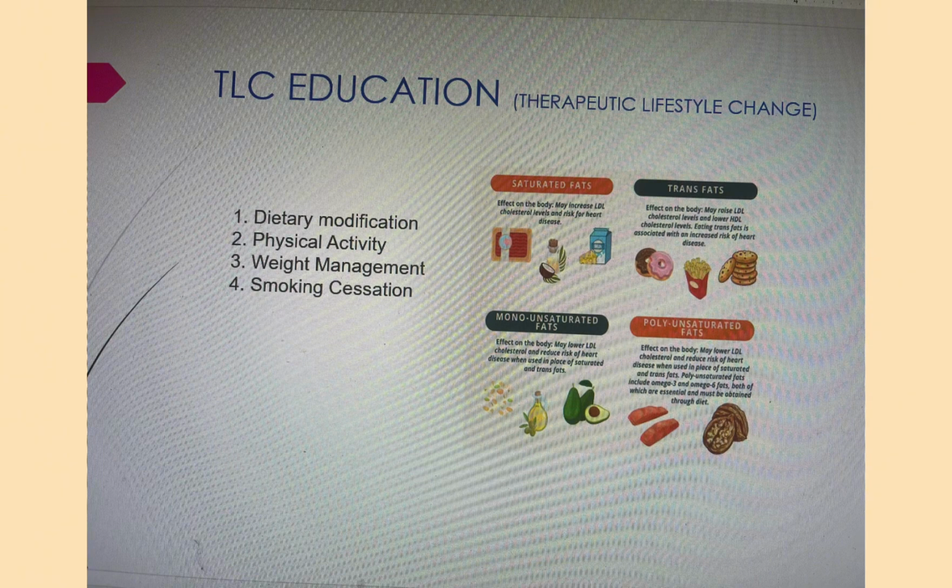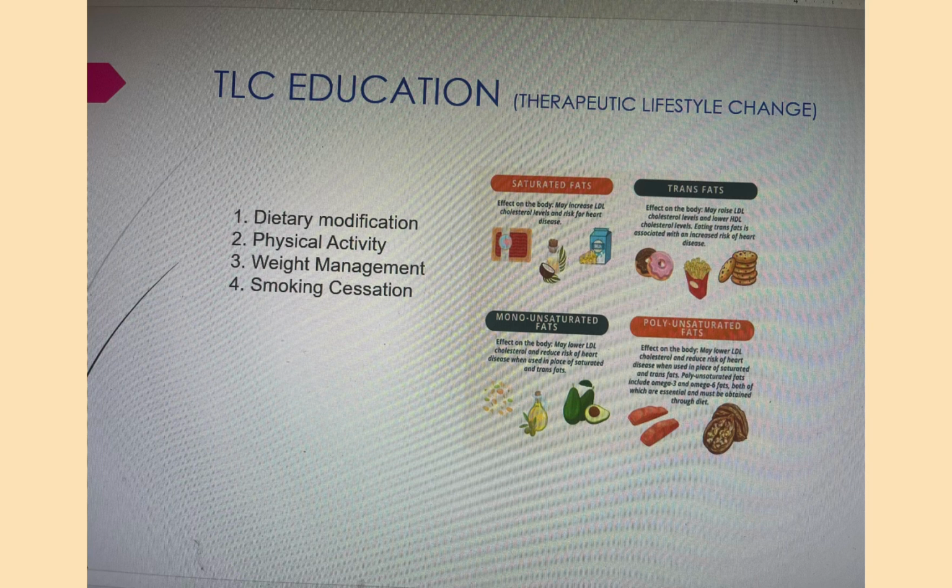Then encourage more monounsaturated and polyunsaturated fat, like avocado. And there are a lot of oil varieties: canola oil, corn oil, grapeseed oil, olive oil, peanut oil, safflower, sesame, soybean, and sunflower. And then encourage nuts like almond, flaxseed, pumpkin seed, peanut, hazelnut, sunflower seeds, and walnut.